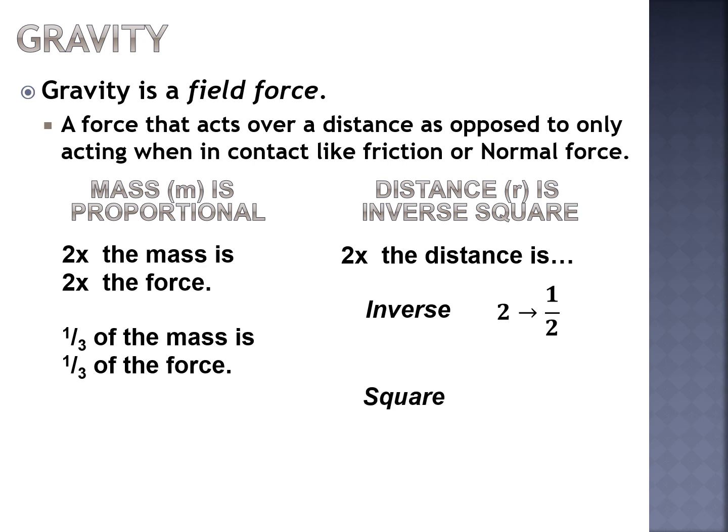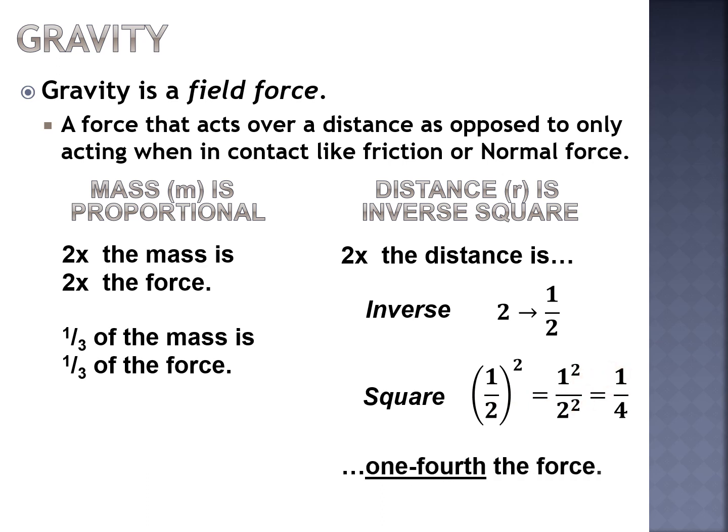So we take that 1/2 and we square it. And whenever you square a fraction, you always square the numerator and you square the denominator. So it's going to be 1 over 4. So in effect, with twice the distance, you'll have 1/4 of the force. And that's where the inverse square comes into effect. All right, so let's do a few more examples with this. With twice the distance, you're going to have 1/4 of the force.